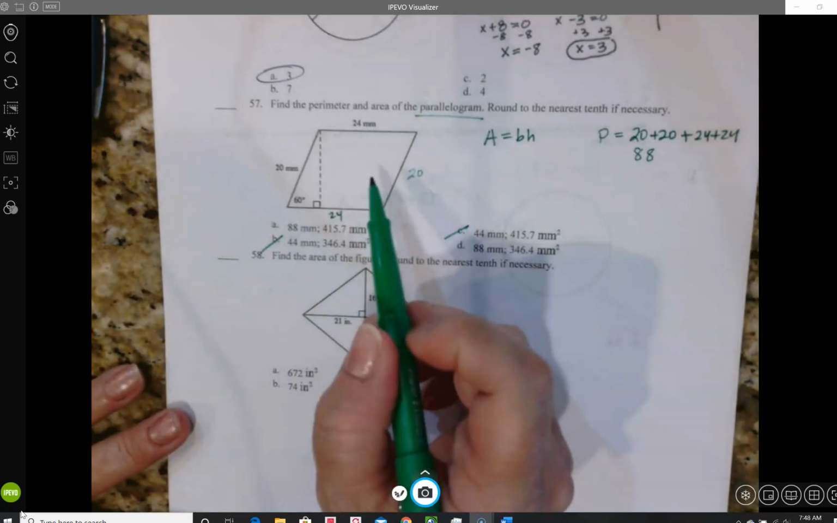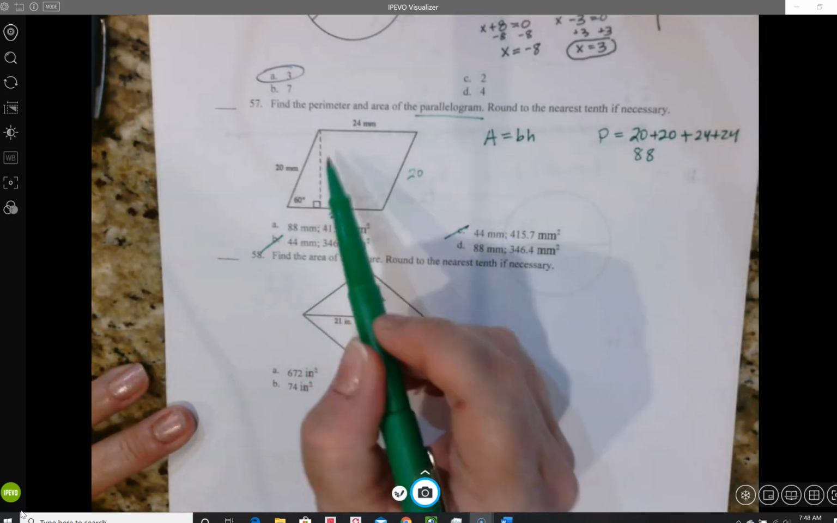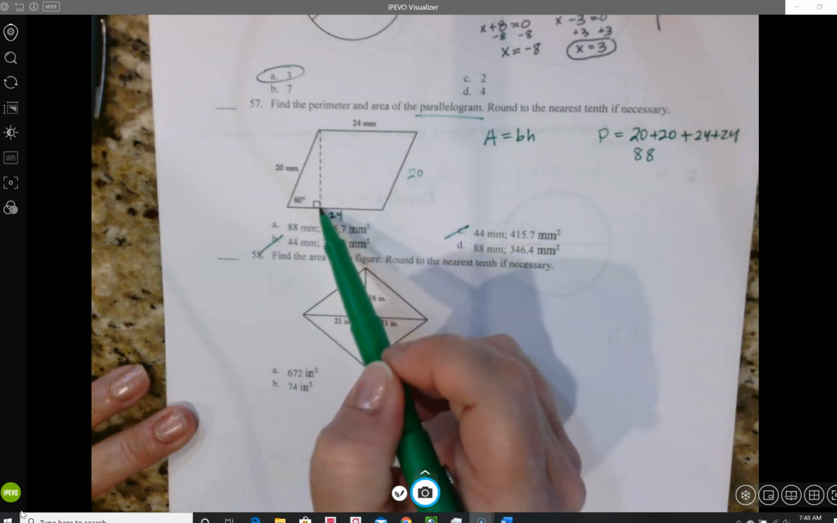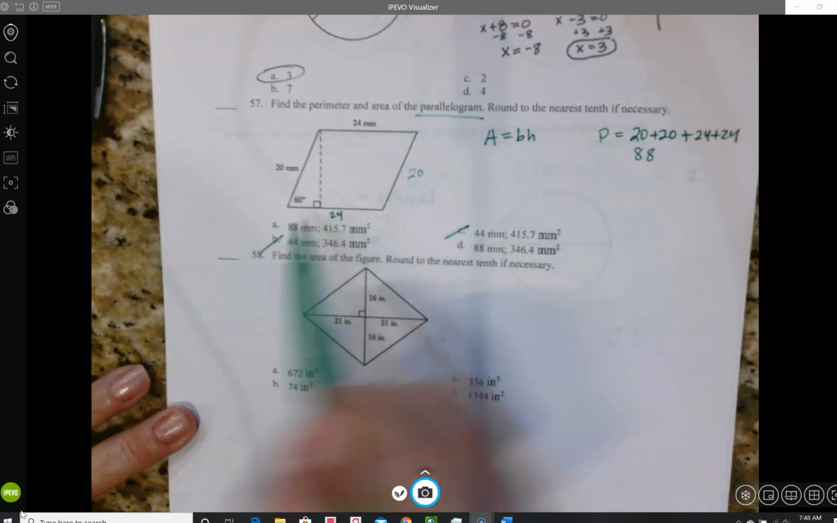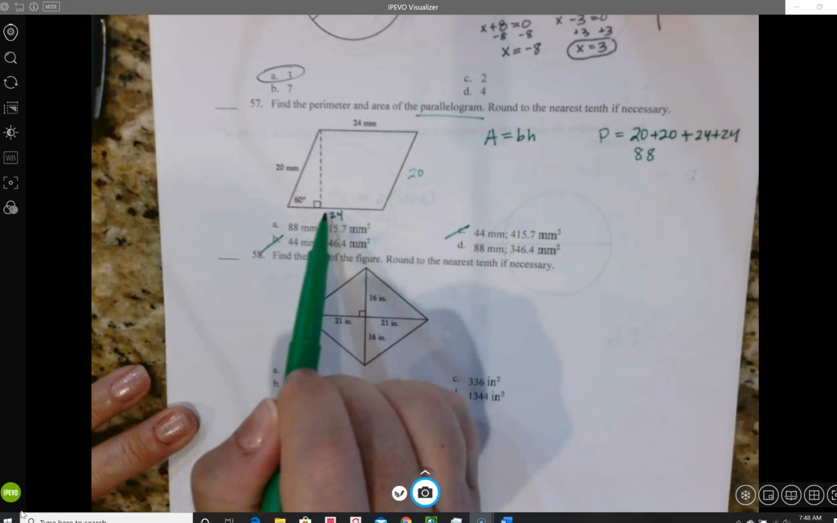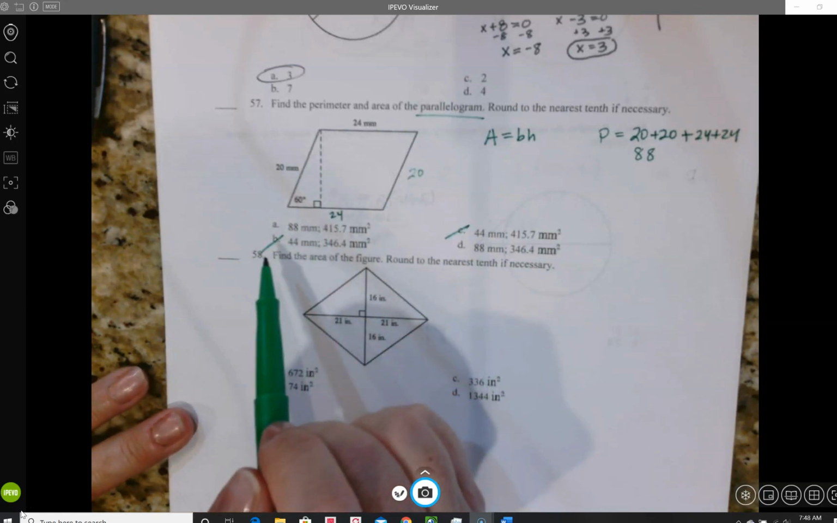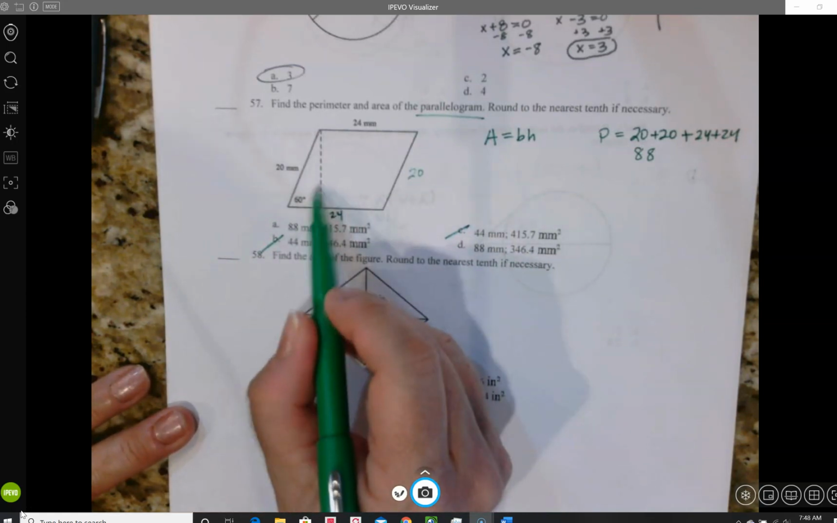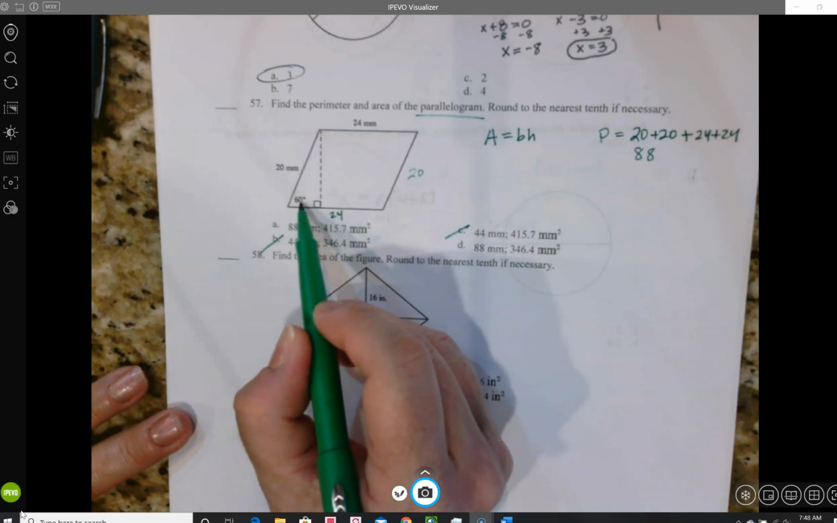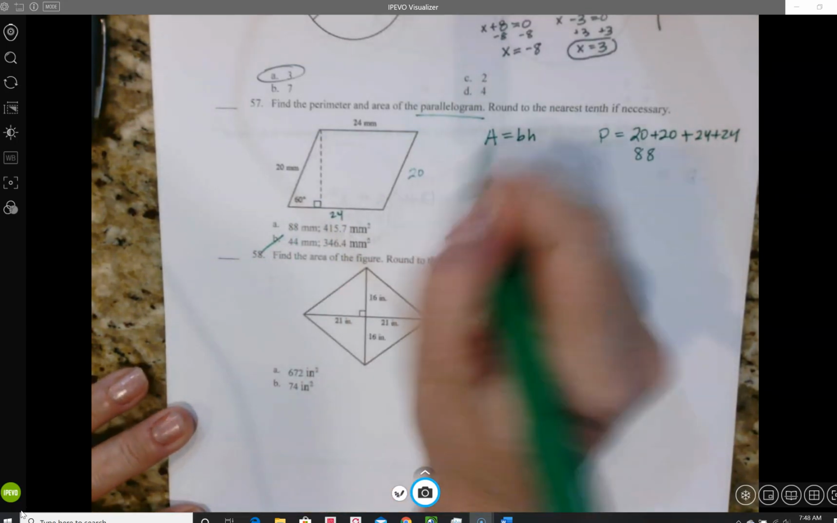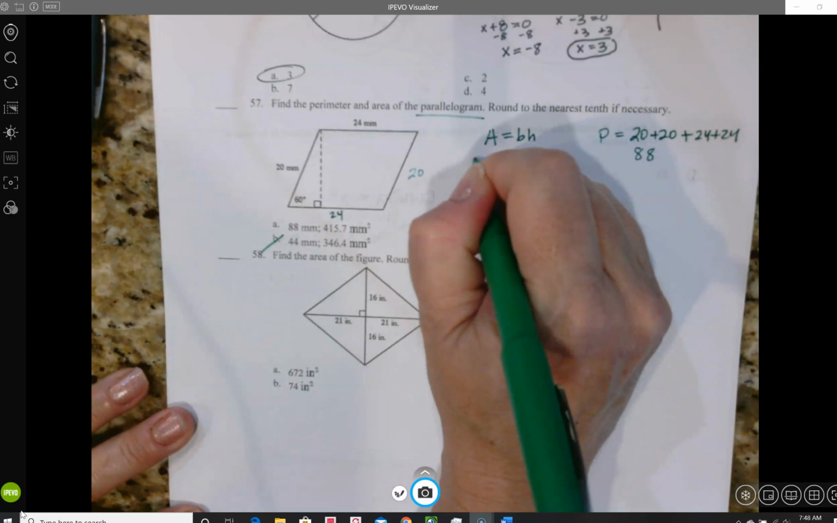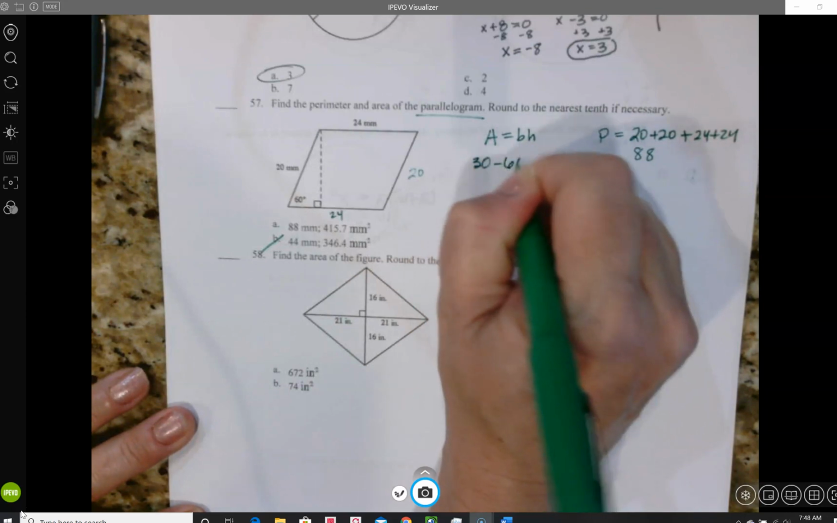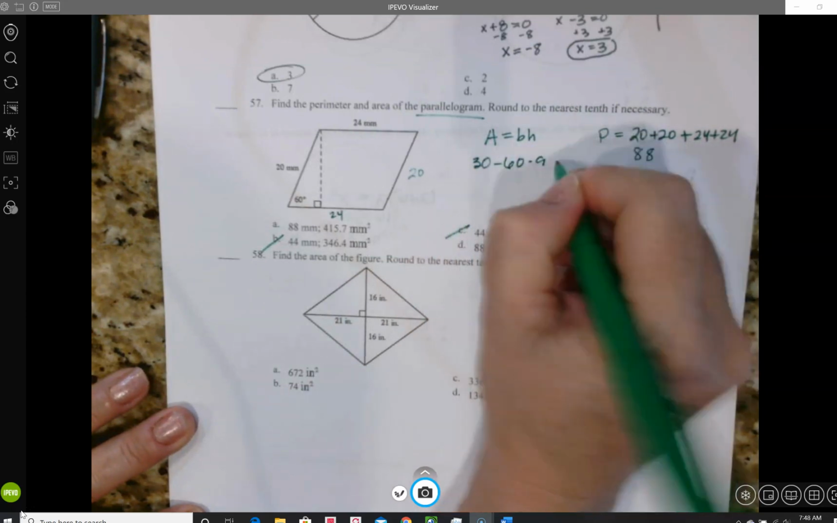And then the last thing I need to do is to find the height so that I can find my area. My base is 24 and my height is some other number. And it's not given, but they tell me I have a 60-degree angle here, so this is a little way to see if you know about the rules of 30, 60, 90 triangles.